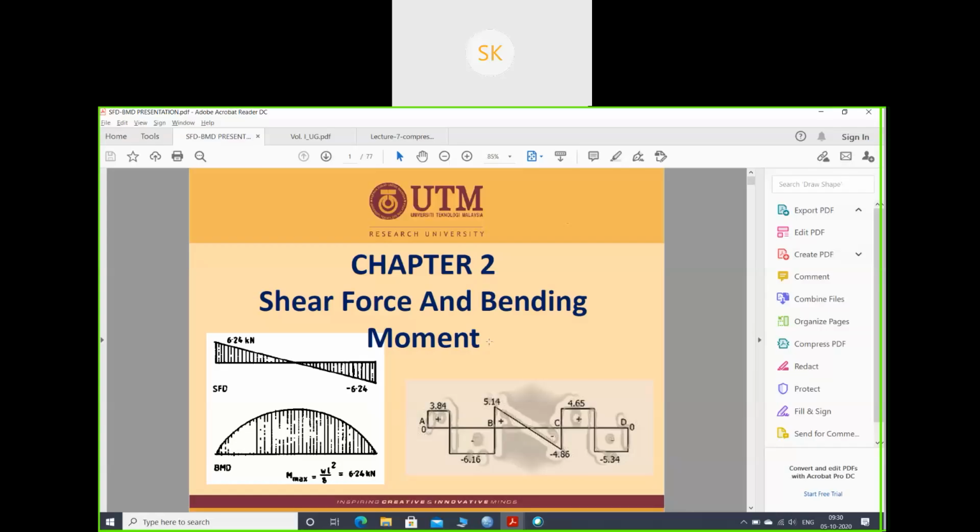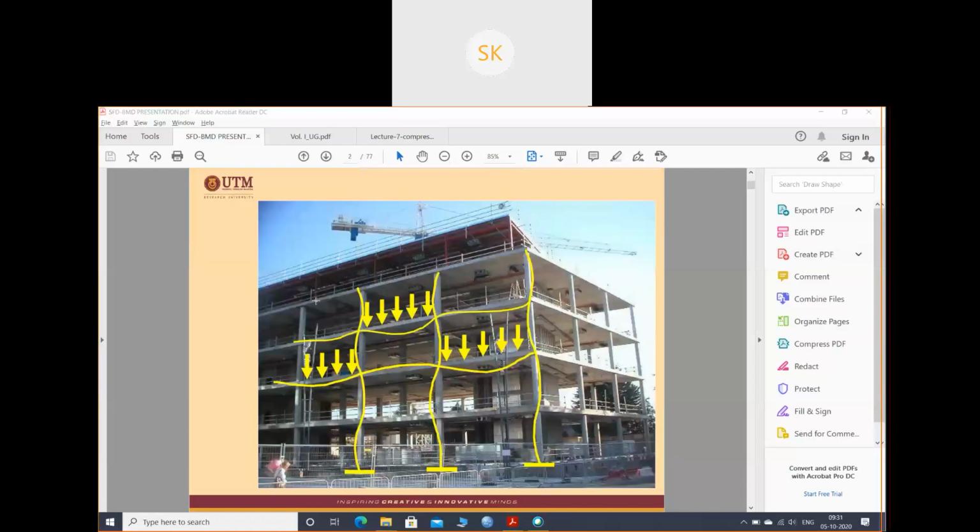So see, what is the need of shear force and bending moment? We generally find shear force and bending moment. See the structure. These are the loads acting on the members. If you take this as a beam, this is the column, and these are the beams. This is the floor beam. These beams are connected to these columns.